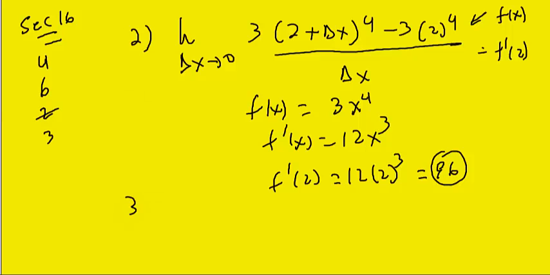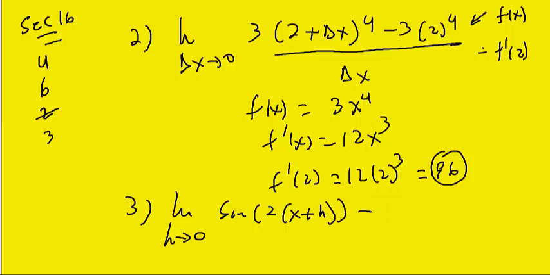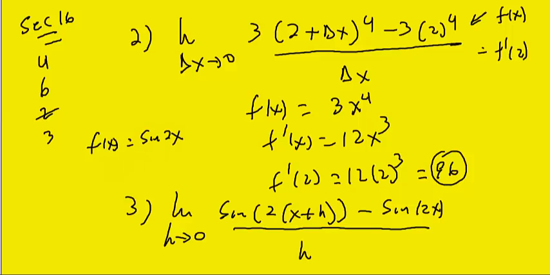Okay, 3. Let's see if we can figure this one out. Limit as h goes to 0 of sine of 2 times (x plus h) minus sine of 2x, over h. Oh, this is so easy. This is embarrassing. I'm embarrassed for you. f of x is sine of 2x. And what is the derivative of that? Cosine of 2x times 2. And that's what this is. Cosine of 2x times 2.